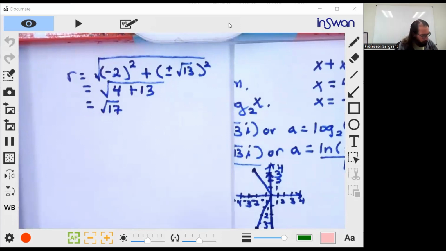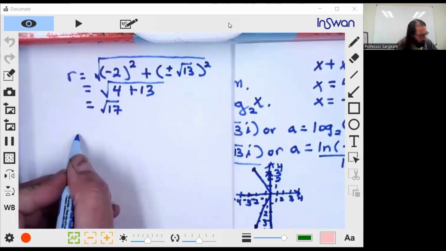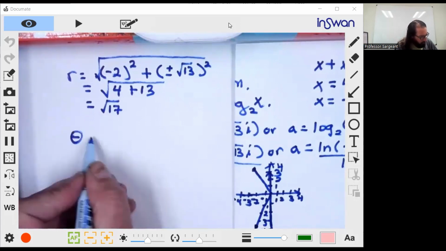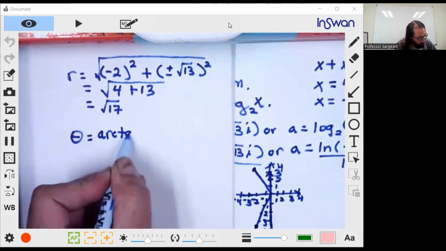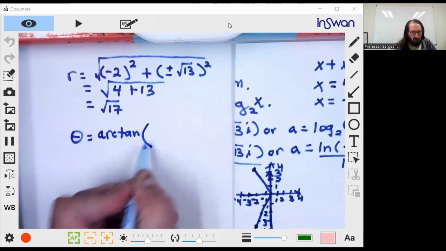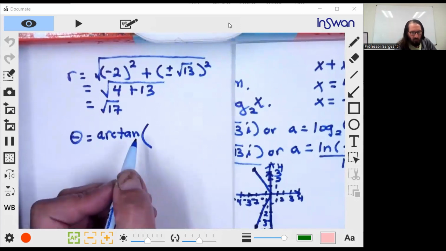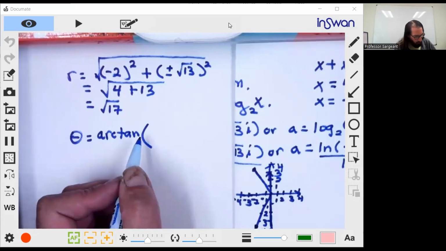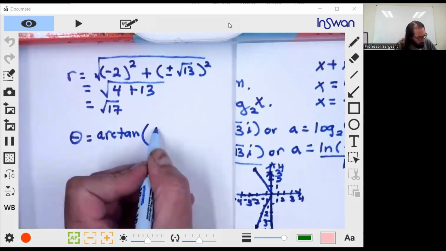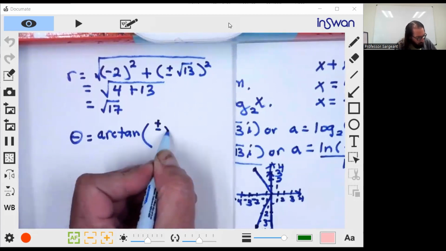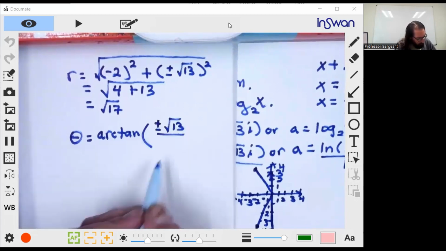Now your angle, we call that angle theta, would be found by the inverse tangent or arctangent. Since tangent of an angle is sine of that angle over the cosine of that angle, then the arctangent, to get that angle, we would be taking the y-coordinate, which is either square root of 13 or negative square root of 13 over the x-coordinate.